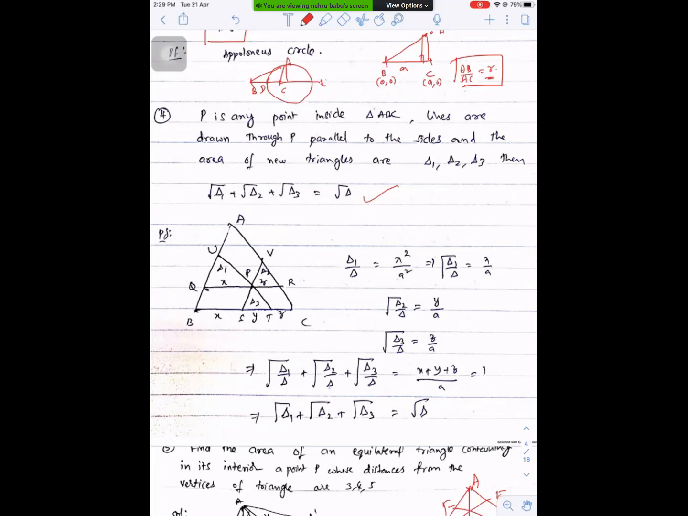This proof uses the fact that for similar triangles, the ratio of areas is equal to the square of the ratio of corresponding sides, or the square of the ratio of corresponding altitudes, whichever you take. So here, if you take x square by a square, you get that.